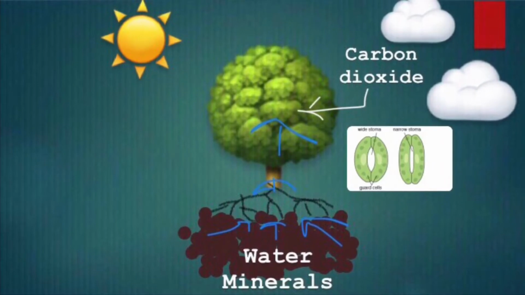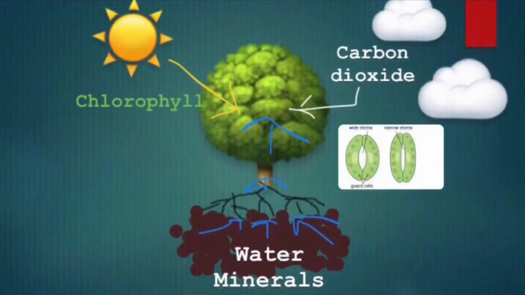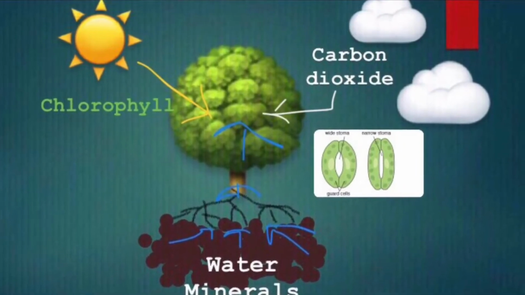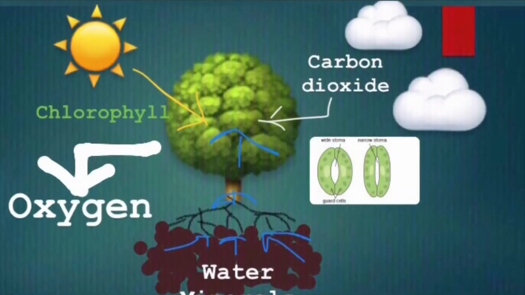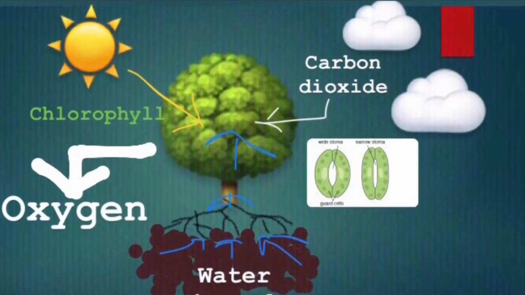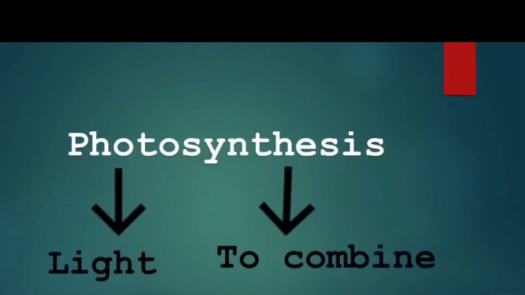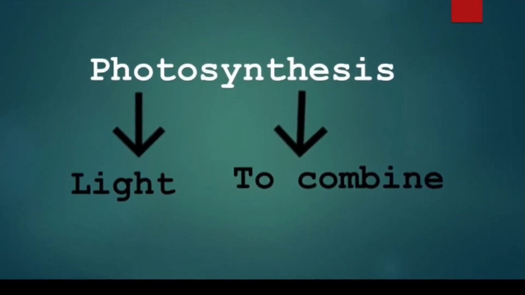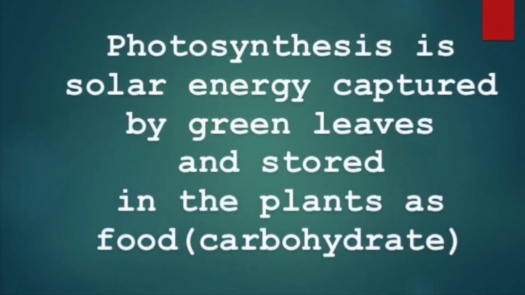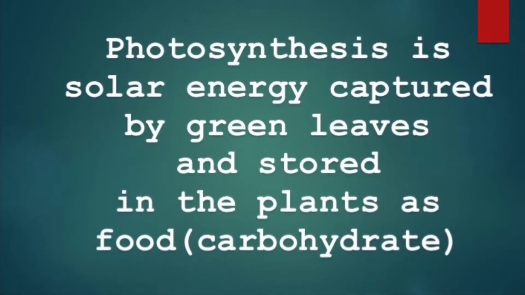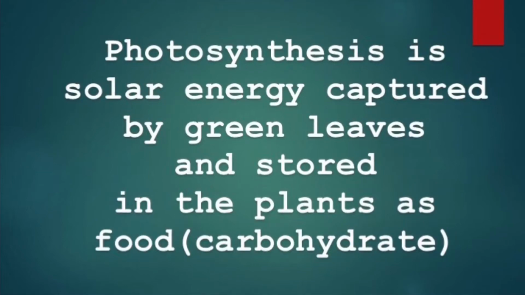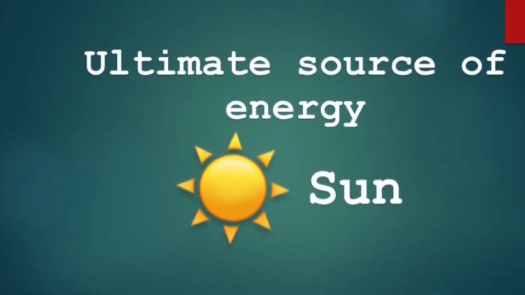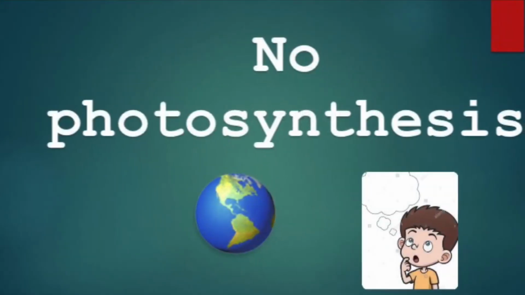Leaves, as we can see, are green in color because of the presence of the green pigment chlorophyll. It helps the leaf to capture sunlight. During photosynthesis, green plants release oxygen. Since the synthesis of food occurs in the presence of sunlight, it is called photosynthesis, as photo means light and synthesis means to combine. We can conclude that in photosynthesis, solar energy is captured by the leaves and stored in the plant in the form of food, that is, carbohydrates.